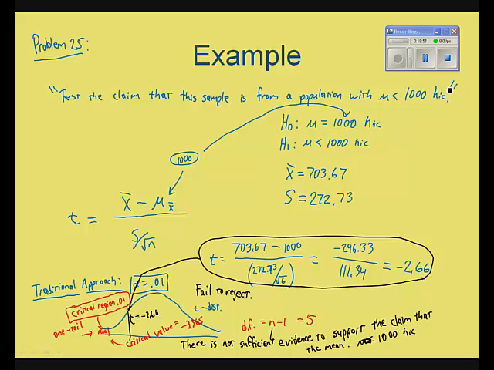So if we rejected this claim, what would we have said? We would have said the population mean is less than 1,000. And that's all we would have to say then? Yeah, we wouldn't have to write out everything like that? Well, you'd have to write a little more, but yeah, that's basically what you'd say.